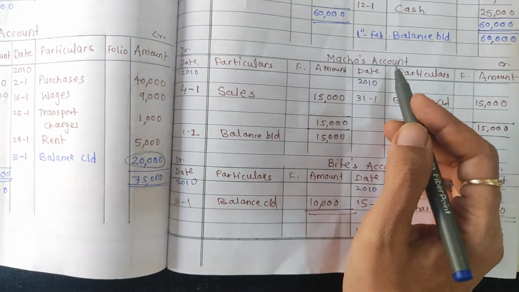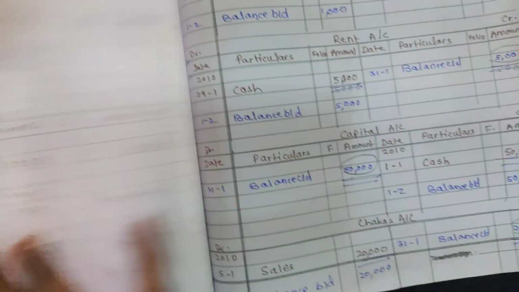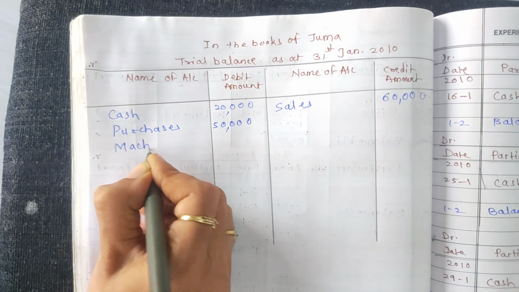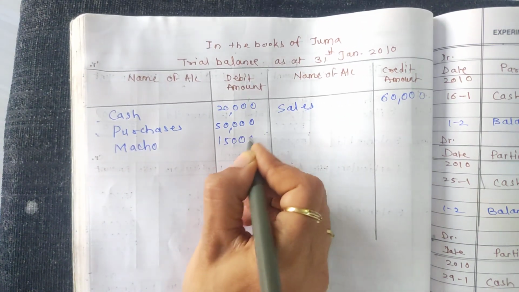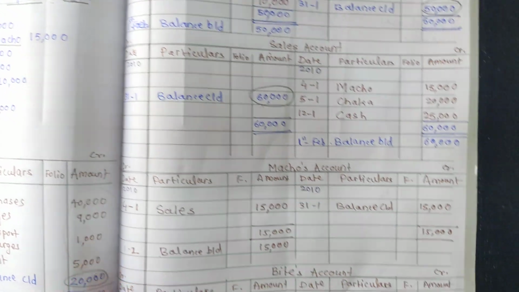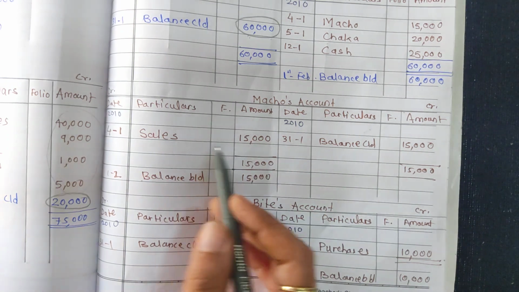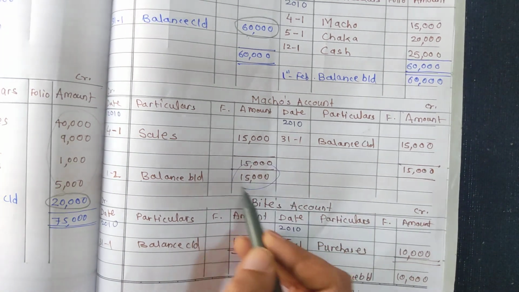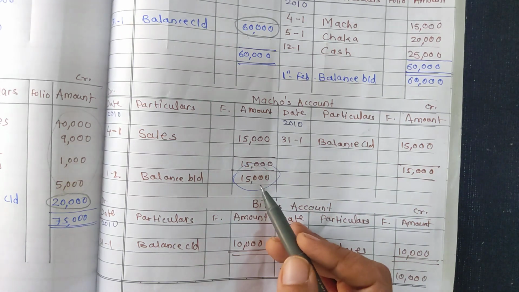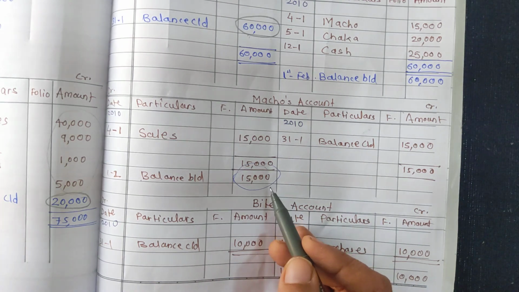Now Macho's account, the balance is on the debit side, 15,000. So write down in the trial balance debit side, Macho 15,000. Being a debtor, his balance is coming on the debit side, all assets having debit balance. So Macho is a debtor. We sold goods to him on credit. So this amount is receivable from him, 15,000, as the goods are sold on credit. So his balance is coming on the debit side, he is a debtor, his asset. So Macho's balance we are writing on the debit side.